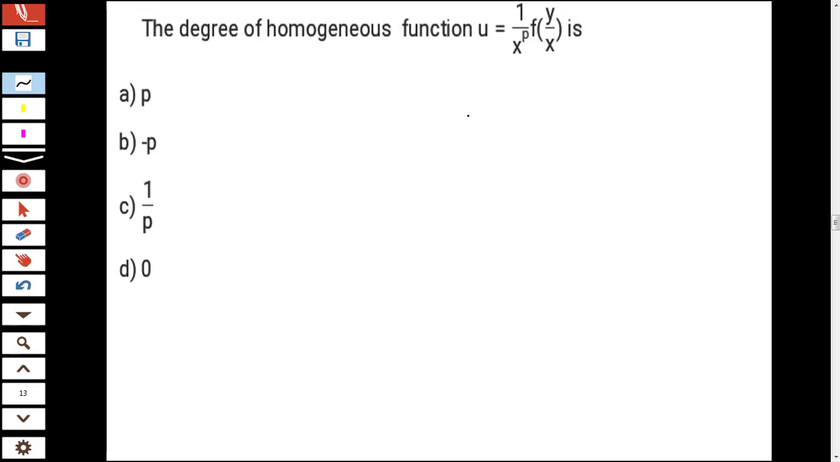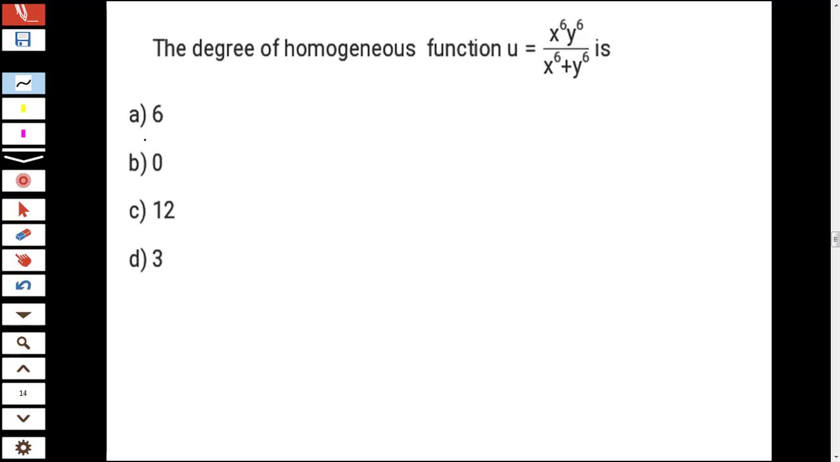Similar, now this is very simple: u is equal to 1 upon x raised to p, we can have x raised to minus p, f of y by x. So by the first criteria, this is x raised to n, f of y by x form. n is minus p, so it is homogeneous with degree minus p. So option B is the correct answer.